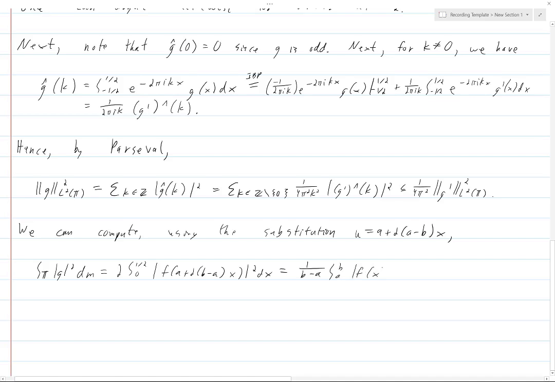Then the integral from a to b of f, and we'll write this as f of u. We'll change it to f of x later. So we get this, and then the integral of g prime squared dμ. Do a similar calculation. It's going to be f prime of the same argument. Now this ends up being 4 times 1 over b minus a, integral from a to b of f prime of u squared du.